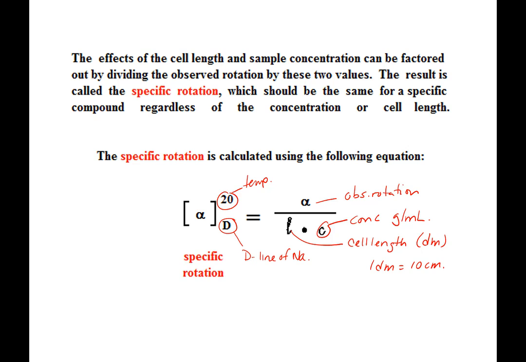Okay. So those are the parameters, and if we now take into account the cell length and the concentration, everybody should get the same specific rotation for an enantiomer. And so now that specific rotation becomes a very specific physical property for a chiral molecule.